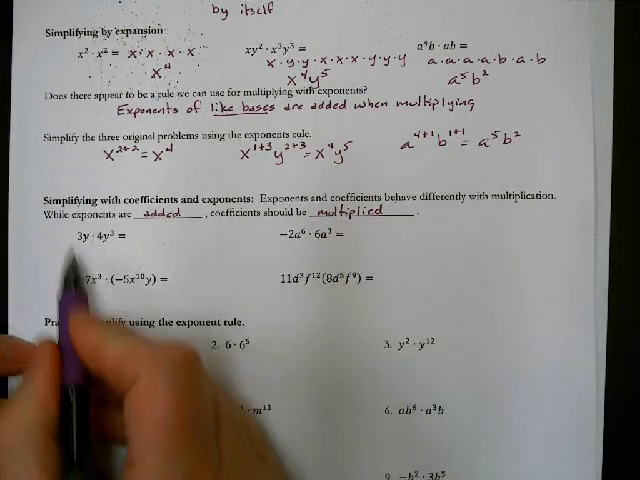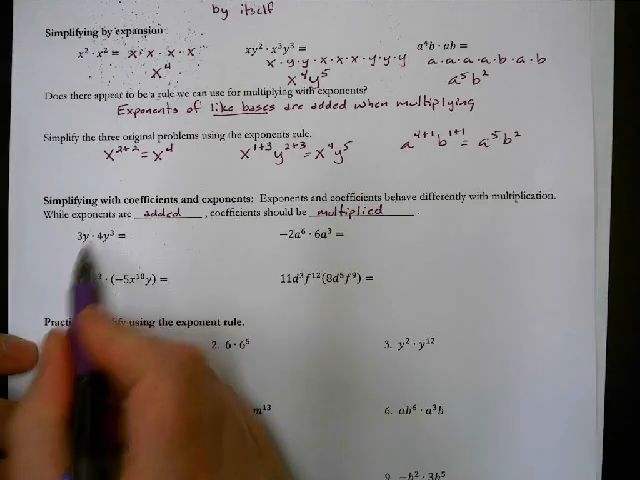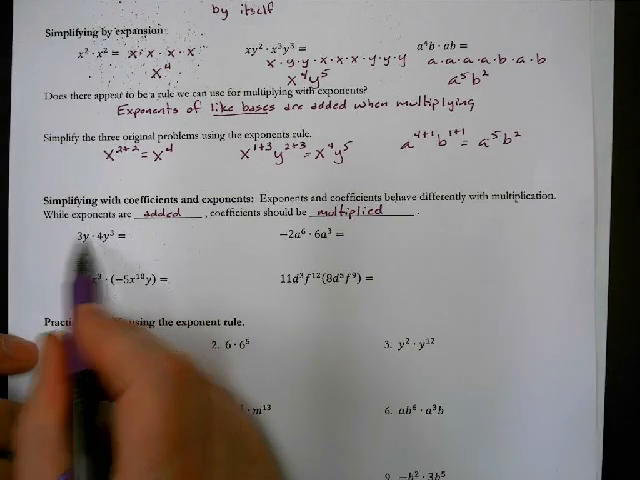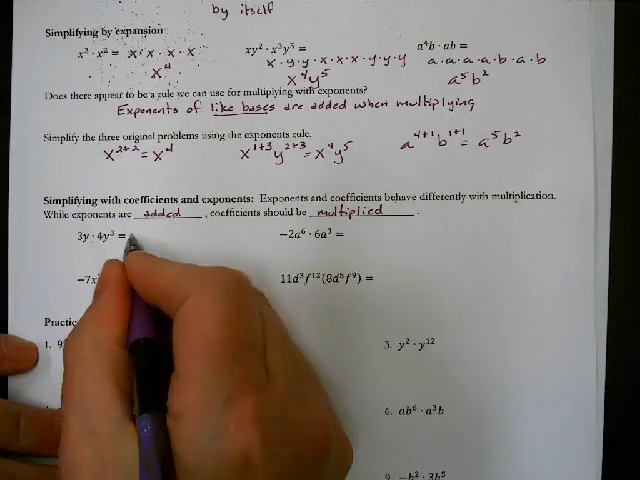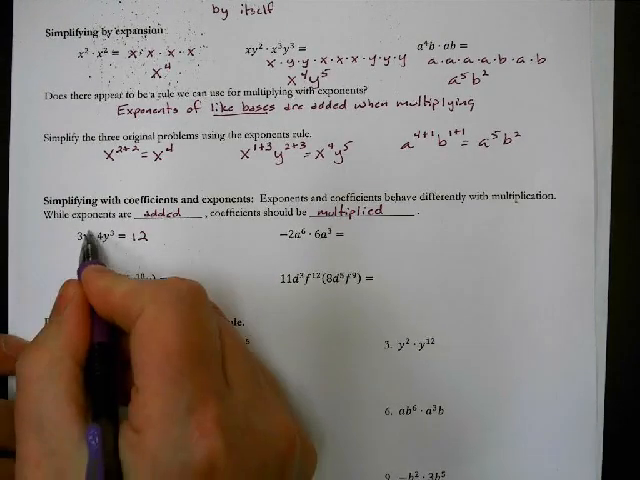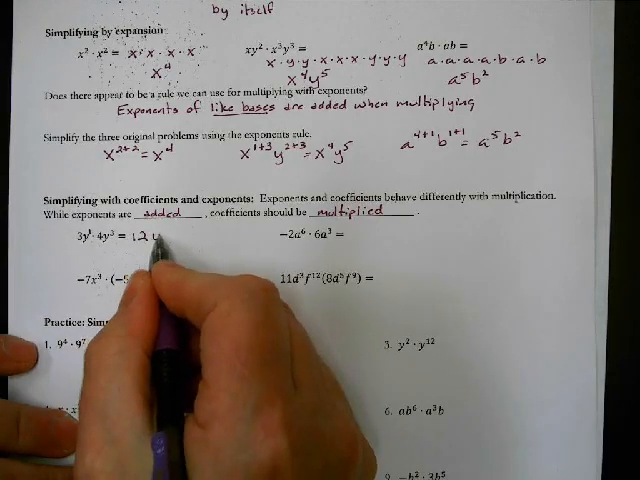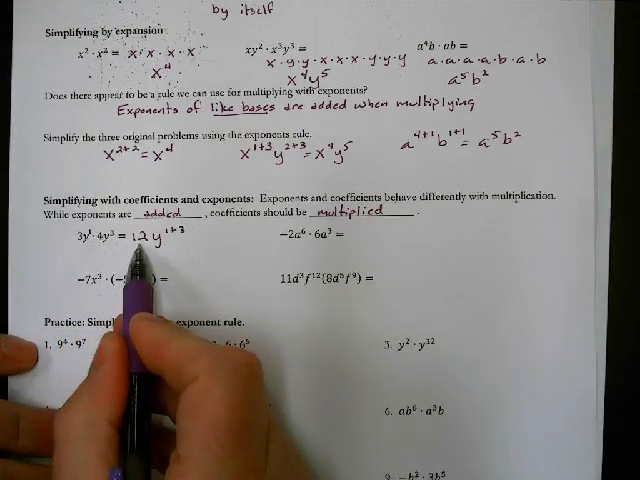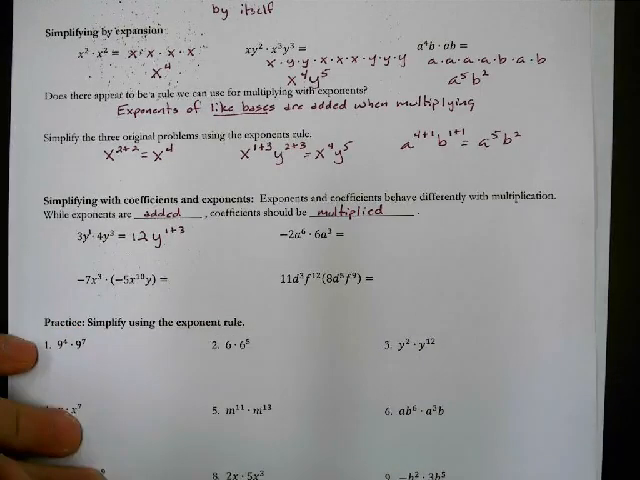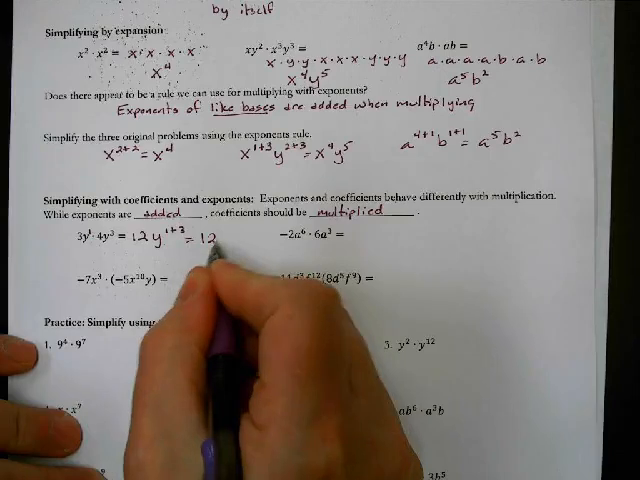So looking at this, the coefficients are 3 and 4. Since this is a multiplication problem, they are just multiplied. Coefficients behave normally. 3 times 4 is 12. And this is y to the first, so then I would do y to the 1 plus 3. So the coefficients were multiplied, but the exponents were added together. We get 12y to the fourth.